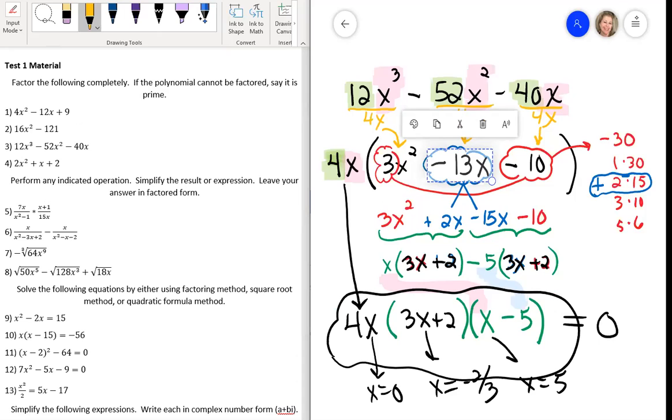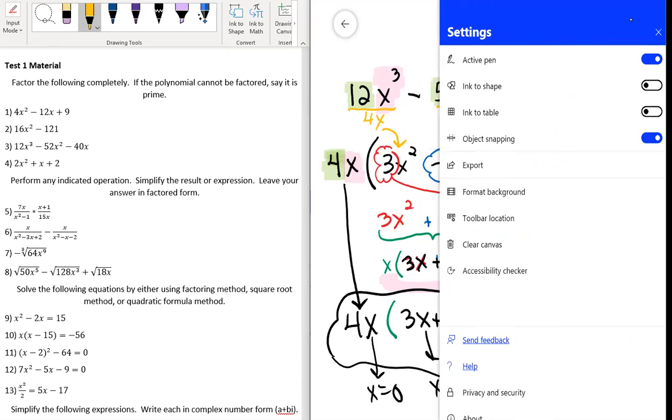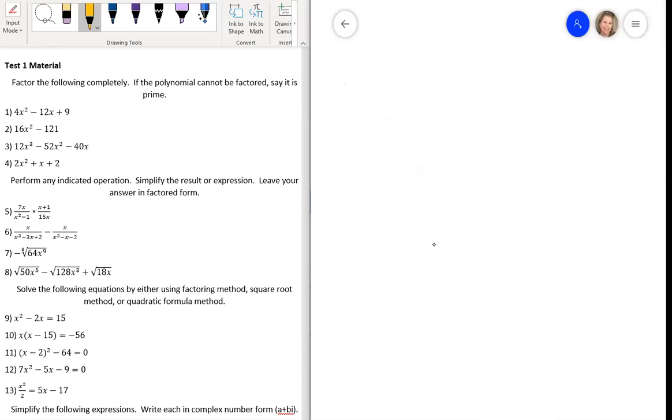Let's see, I'm going to clear my screen. And let's look at number 5. Number 5 has a 7x over an x squared minus 1 times an x plus 1 over 15x.